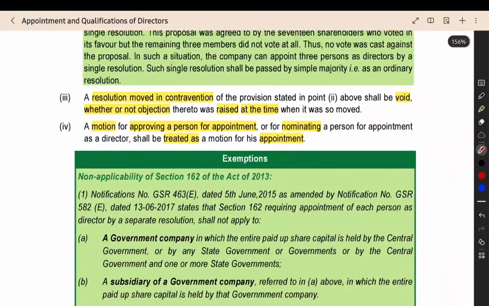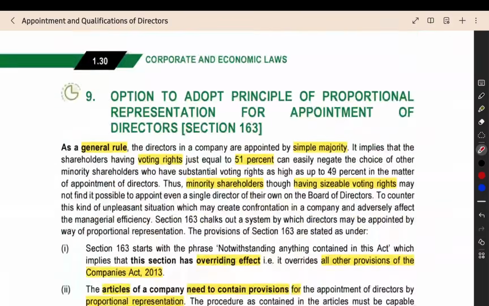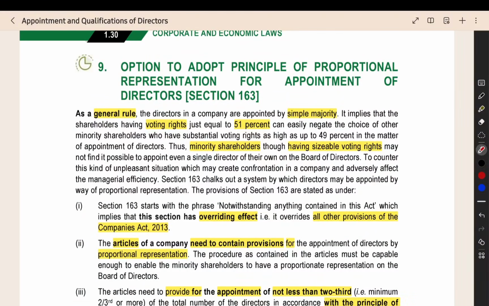If you did not get the proposal or you violated this particular section, then the resolution will be void. The resolution for appointing those directors will be void. So that is section number 162. The next section we are going to see is section number 163, which is about proportional representation.